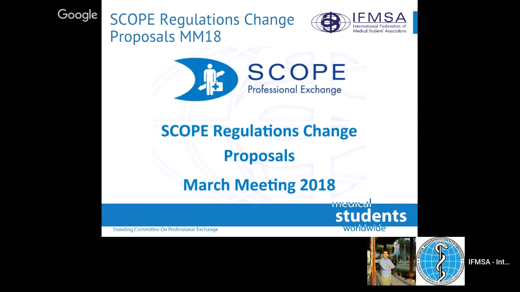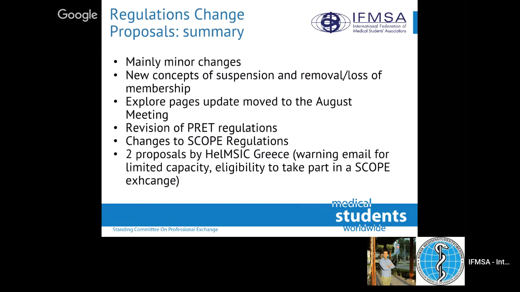So these are the SCOPE regulation change proposals. We're going to move on to the next topic. Actually, it's more or less the same topic. We're now going to talk about the proposed regulation changes for the March meeting. We're just giving you a summary of the changes, of course, because we have 41 proposals and we don't have time to analyze them one by one.